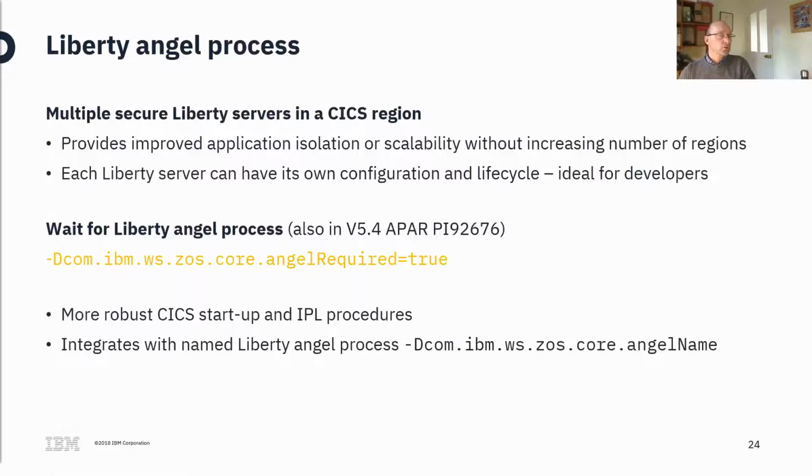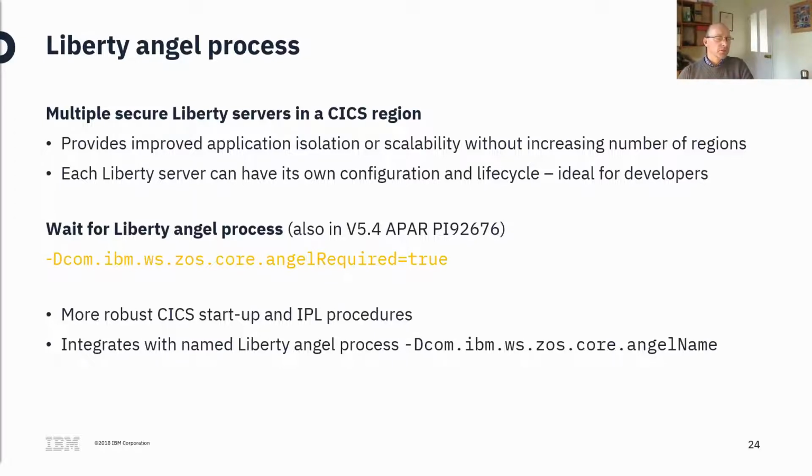Okay, so moving swiftly on, the Liberty Angel process is required to run in the same LPAR as CICS if you need any facilities that use authorized services. So any Liberty functions that are authorized. Principally, this would be any authentication or authorization based on SAF.